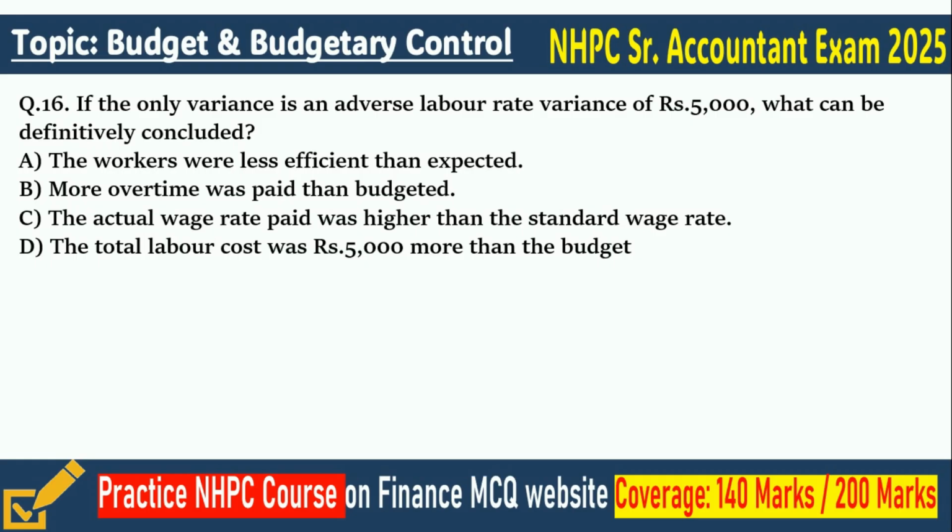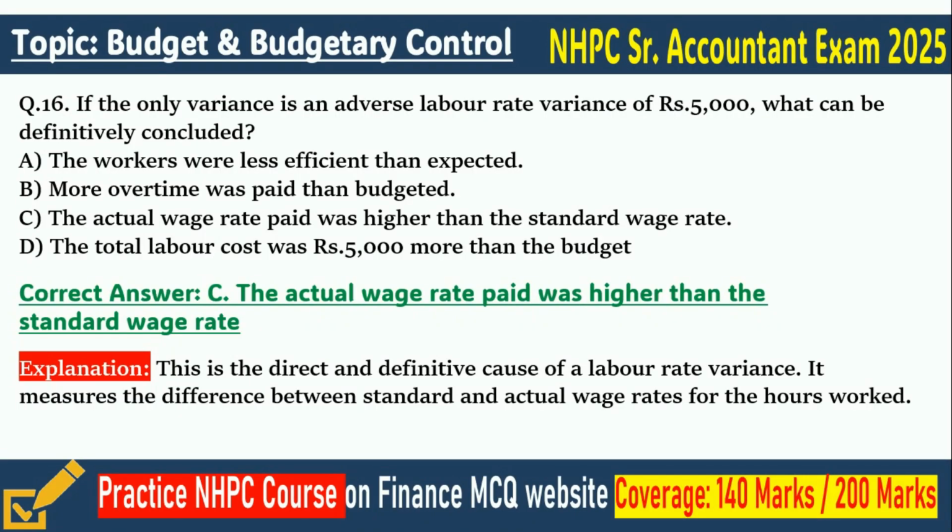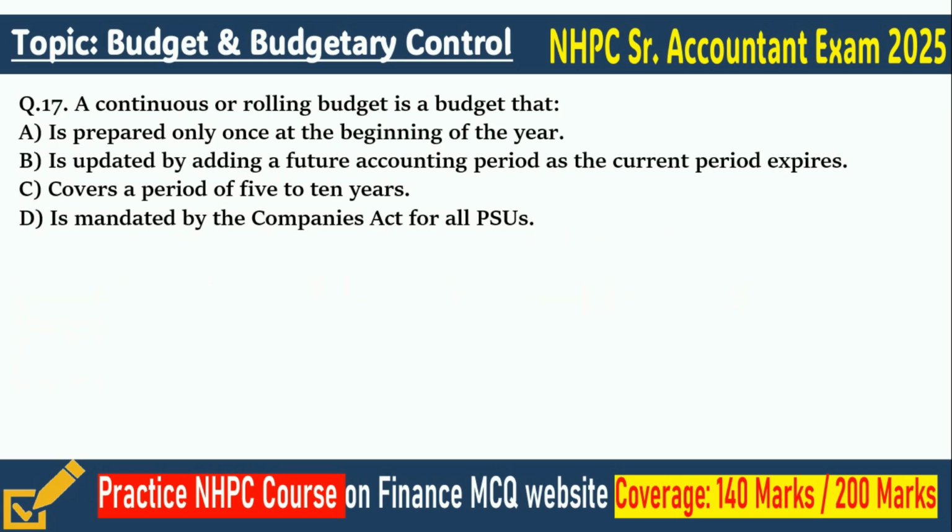So friends, pause the video, think what should be the correct answer here. Friends, correct answer here is option C, that says the actual wage rate paid was higher than the standard wage rate. So friends, this is the direct and definitive case of labor rate variance. It measures the difference between standard and actual wage rates for the hours worked. Moving on. Friends, next question.